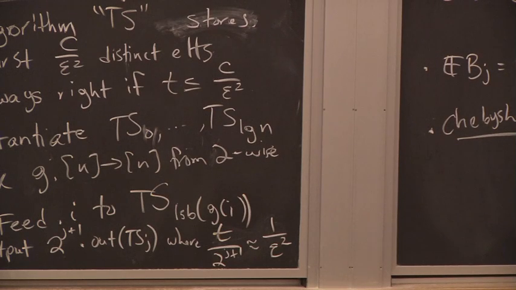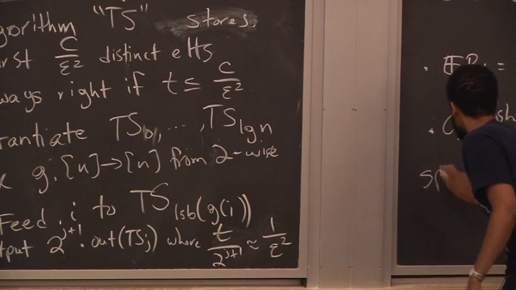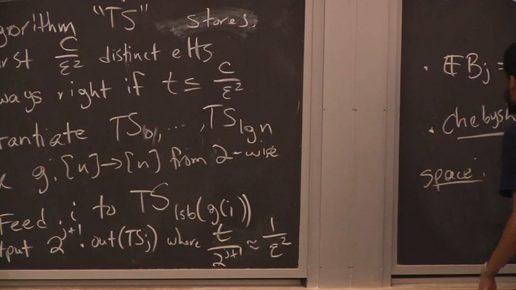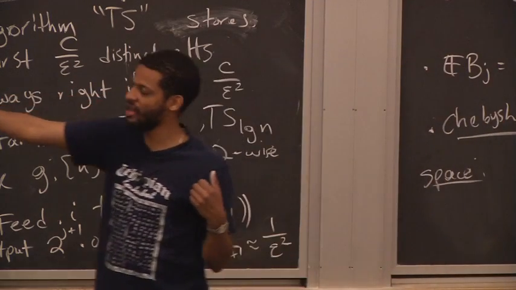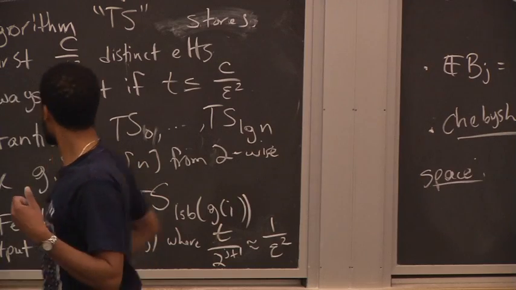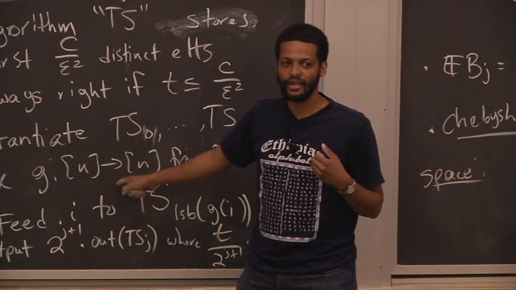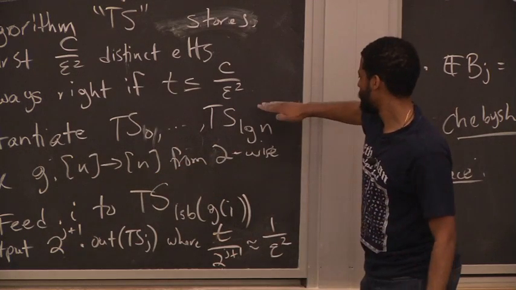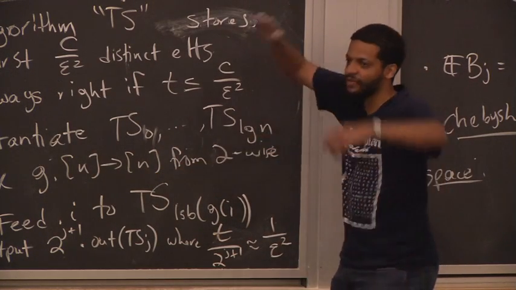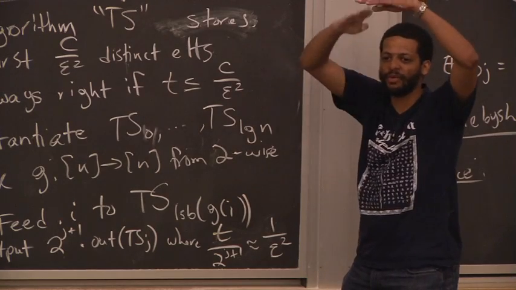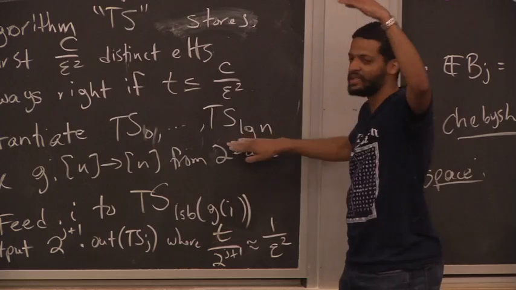So minus calculations, that's what's going on. That's why this algorithm works. And the final space, well, we need to run that algorithm in parallel. That's log n bits. We need another hash function g. That's another log n bits. And then there are log n different levels, log n different streams that we're running in parallel, right? TS0 up to TS log n.